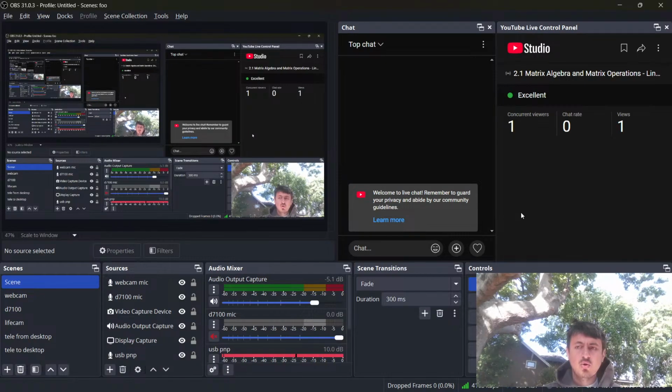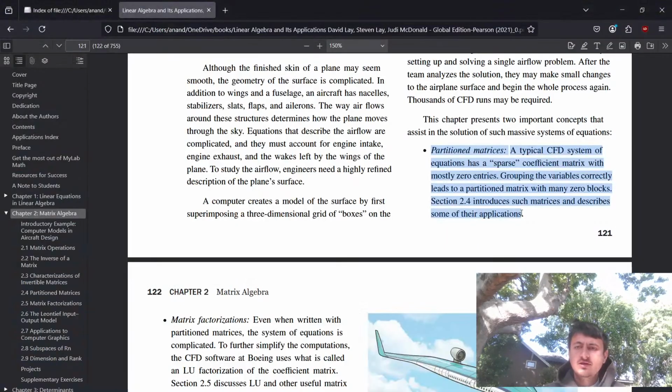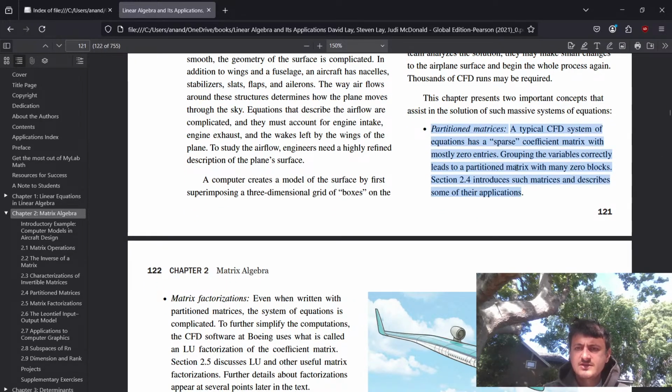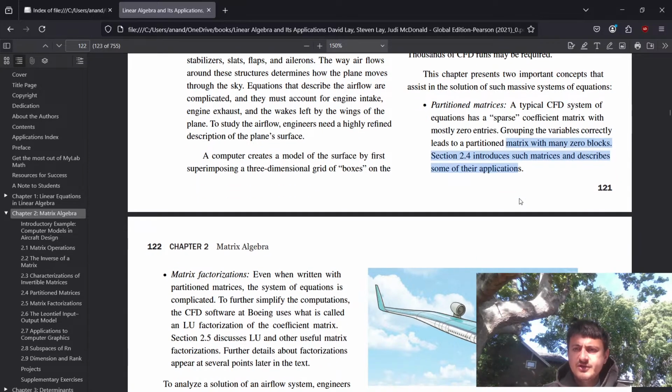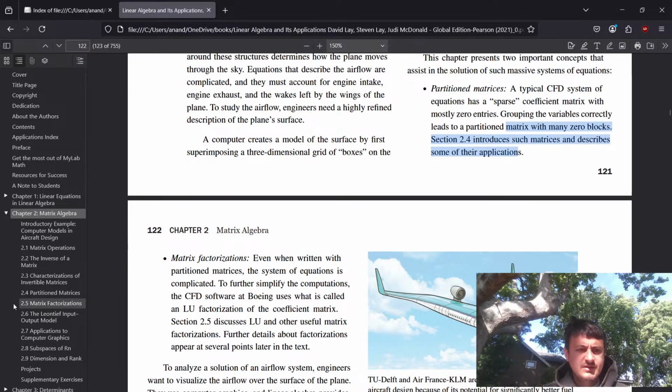A typical CFD system of equations has a sparse coefficient matrix with mostly zero entries. Grouping the variables correctly leads to a partitioned matrix with many zero blocks. Section 2.4 introduces such matrices.